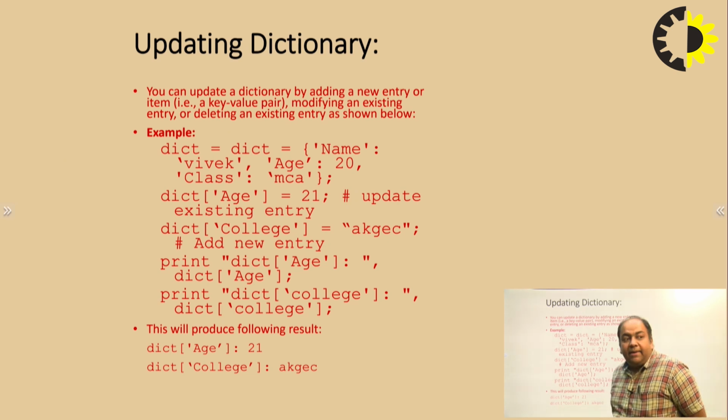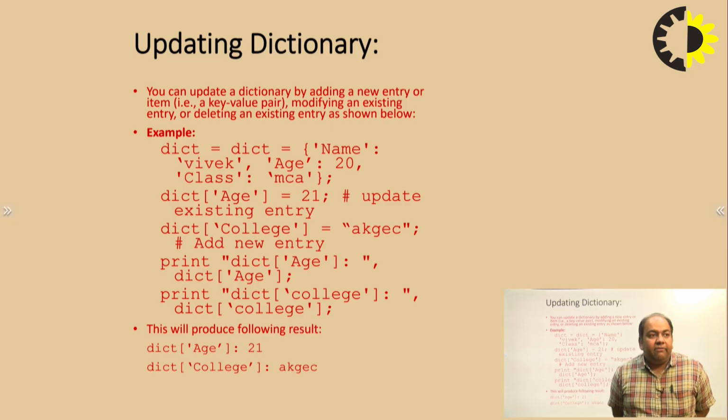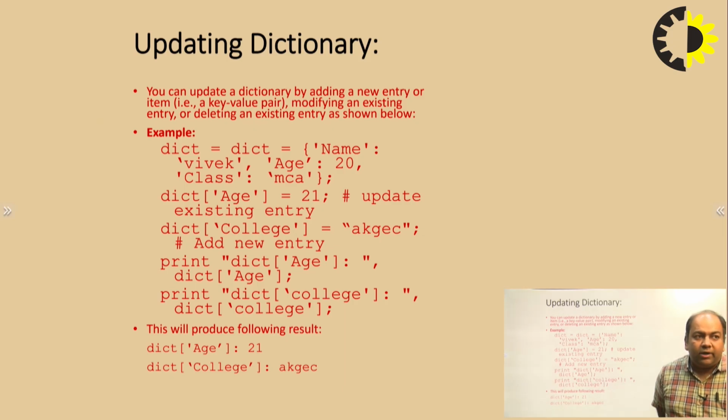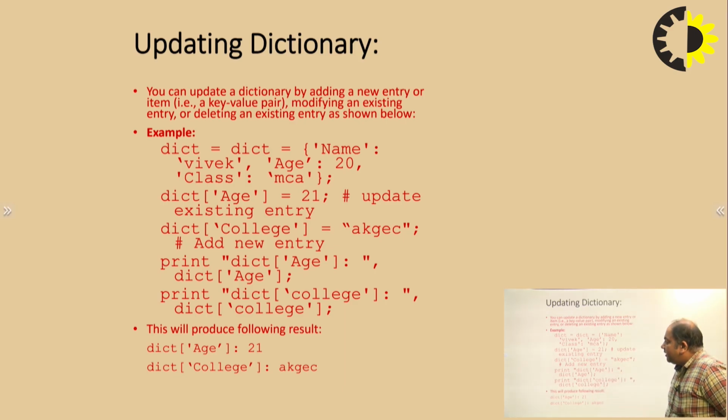Next is how to update a dictionary. We can update the dictionary with any value. Like I have updated the age of Vivek from 20 to 21 and also added one key, which is college. In this example, we have the dictionary with the name Vivek, age 20 and class MCA, but I updated the age to 21. So I define DICT age 21 and also add one key, college, and its value is AKGEC.